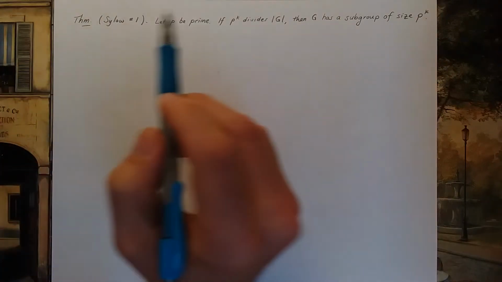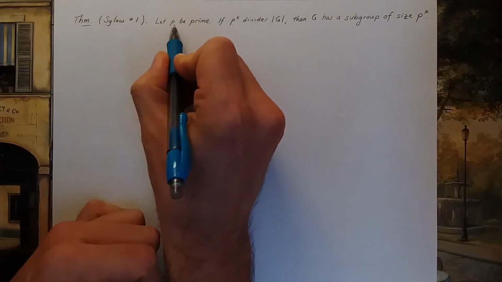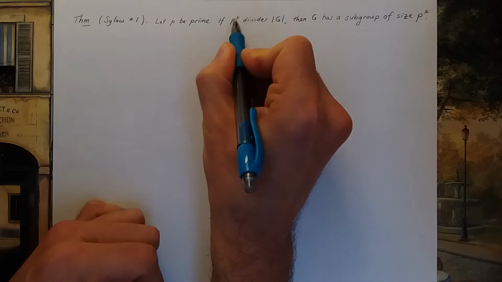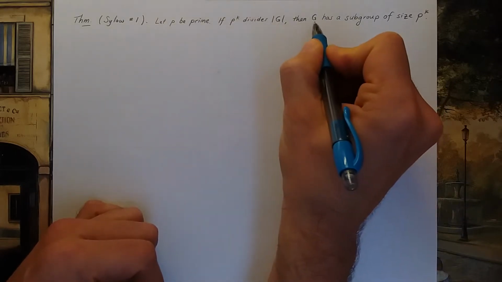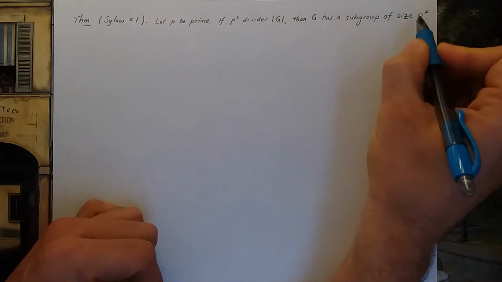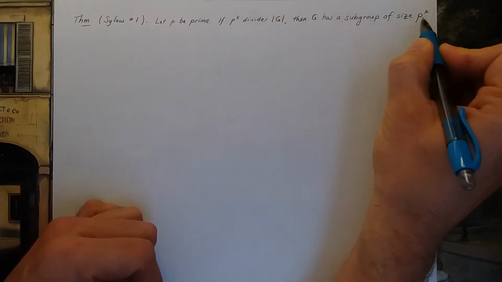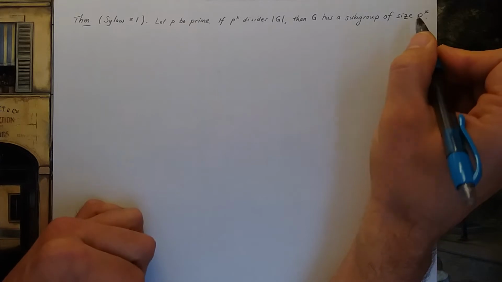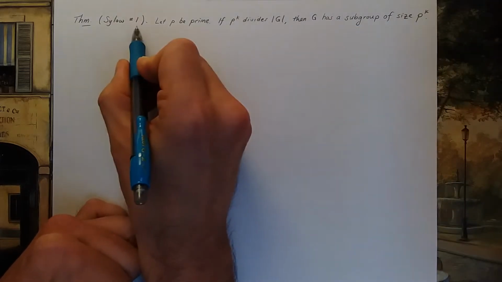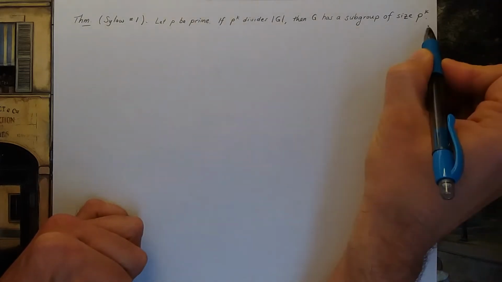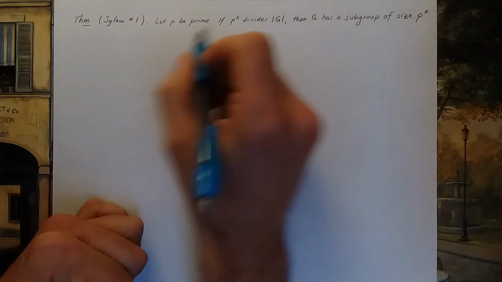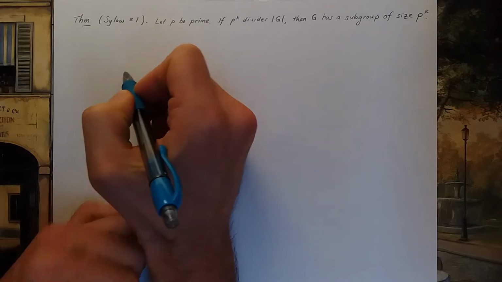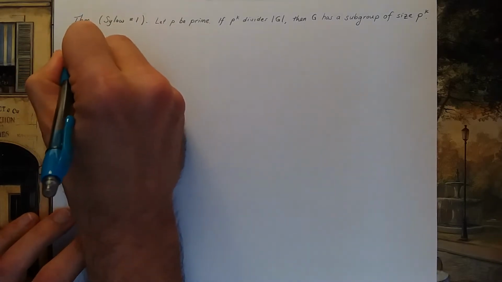The Sylow theorem says if you have a prime number p and p to some power k divides the size of your finite group, then that group has a subgroup of size p to the k. There are three Sylow theorems, and this is the first one. All of them have to do with subgroups of a finite group and a prime p. So let's prove this theorem.